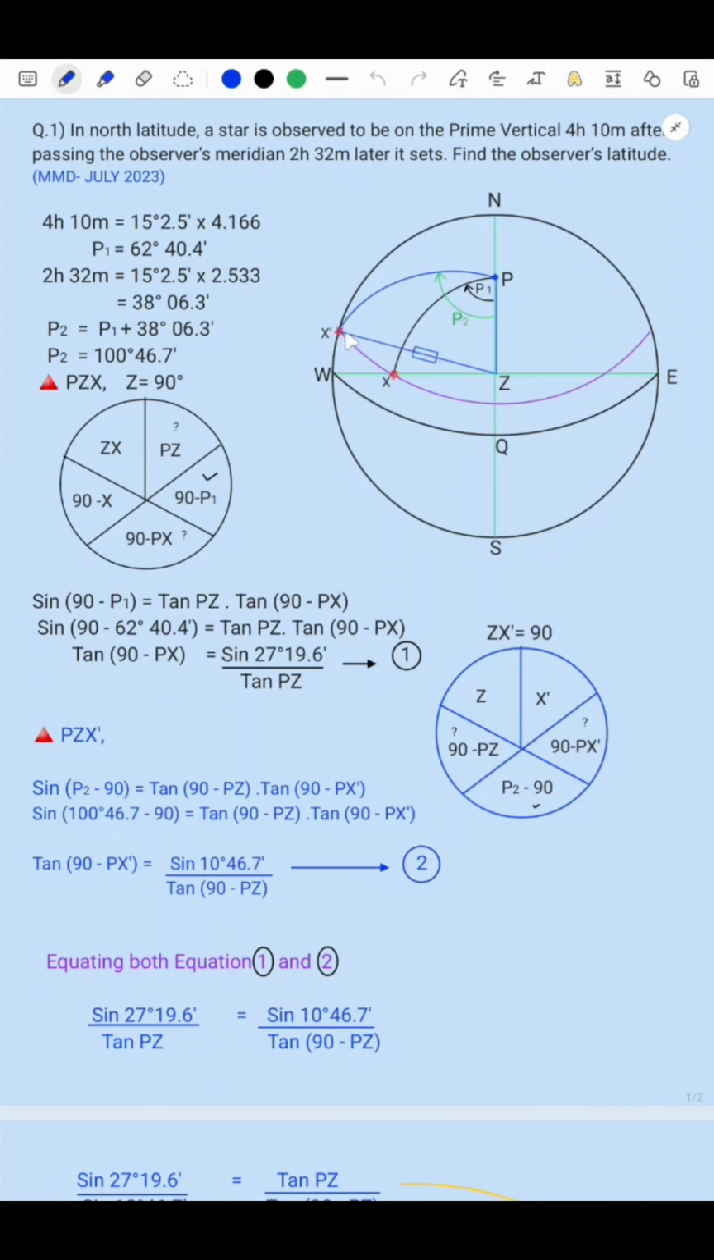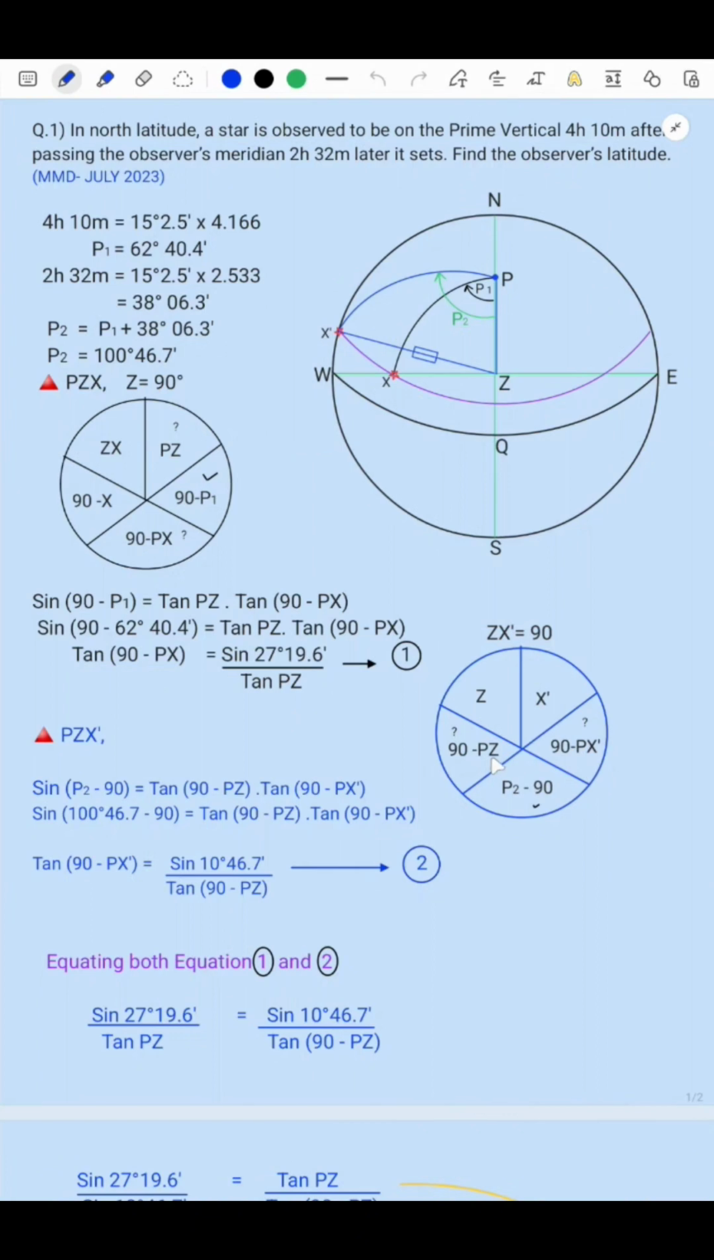Whenever the side is 90 degrees, always remember to write P2 minus 90 degrees for the angle opposite to the greatest side. This side is 90 degrees, so the angle opposite to this side is P2. So P2 minus 90 degrees. Always remember this, don't write 90 minus P2 because it will give a different value.